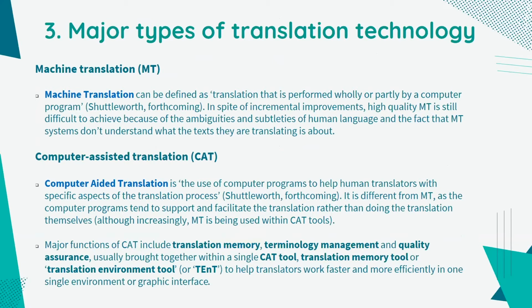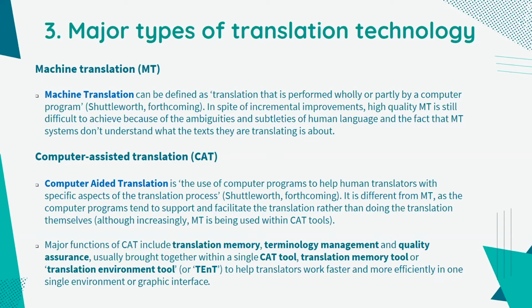So in essence, machine translation can be defined as the translation work performed wholly or partially by a computer program. Despite its improvement, high-quality machine translation is still difficult to achieve because human language is ambiguous and subtle in some areas. So machine translation systems sometimes can't understand what the text they are translating is really about.